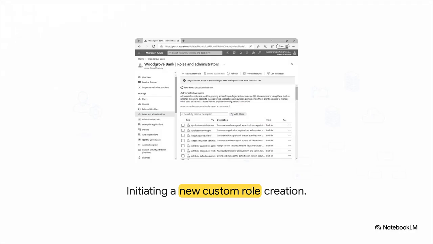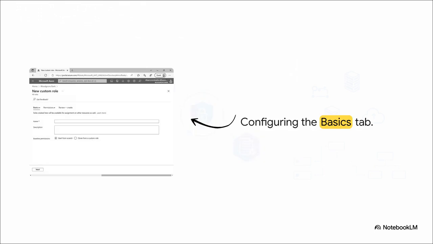Let's actually step into the portal and see how this builds. On the Roles and Administrators blade, you'll see all your standard built-in roles listed out: Application Administrator, Application Developer, all the classics. But right up there at the top, we kick off our journey by simply clicking that new Custom Role button. Which brings us straight to the Basics tab.